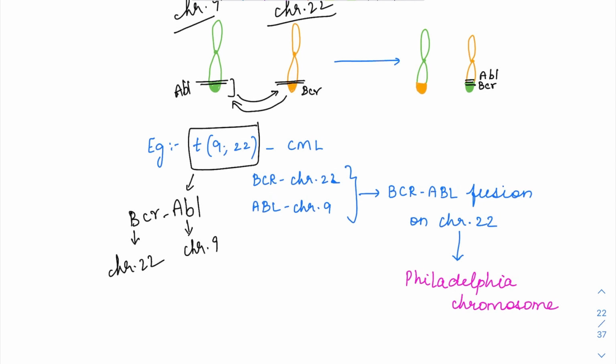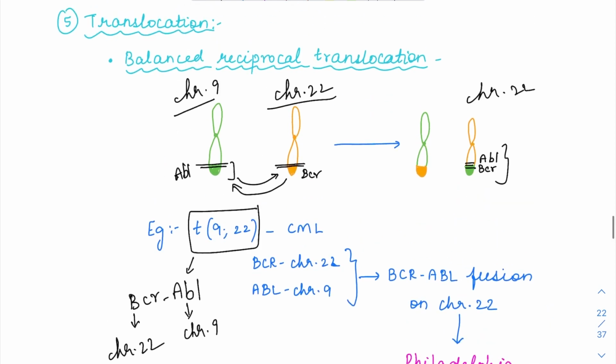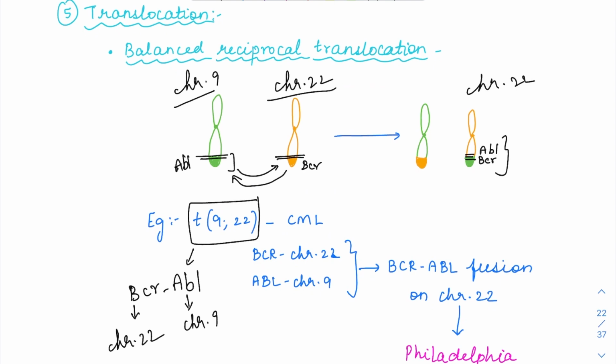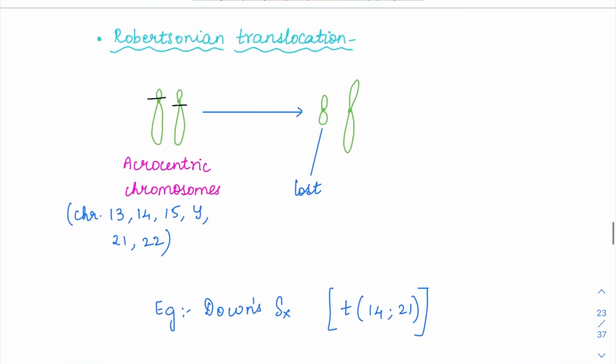Okay. So this chromosome 22, in which we have the fusion of BCR and ABL, is going to be called the Philadelphia chromosome. So Philadelphia chromosome is chromosome 22, in which BCR-ABL fusion is seen. Okay, as such there is genetic material transfer, but ABL has come to a position near the BCR on chromosome 22. So this is balanced reciprocal translocation.